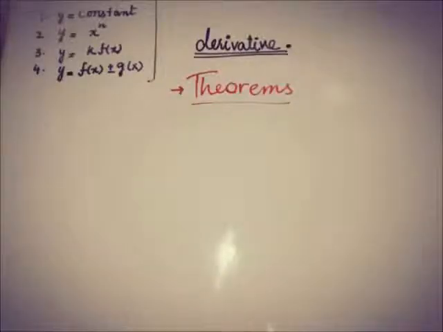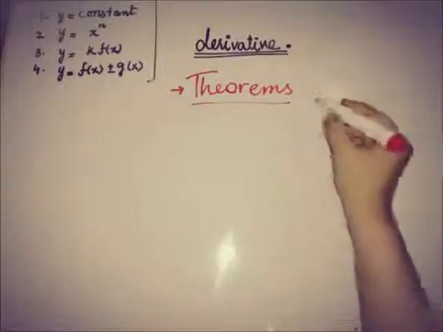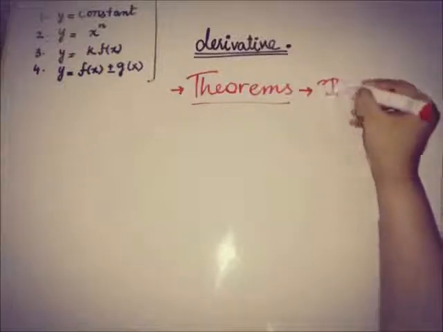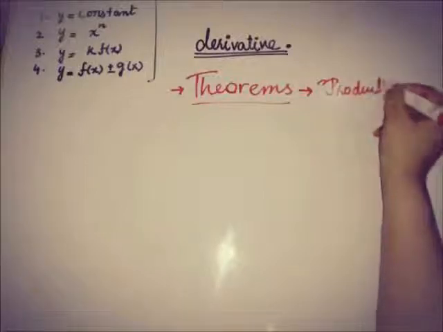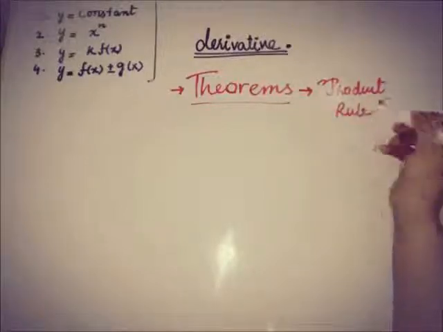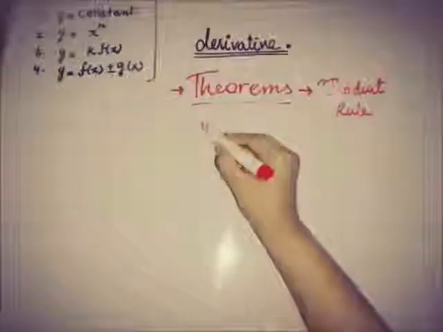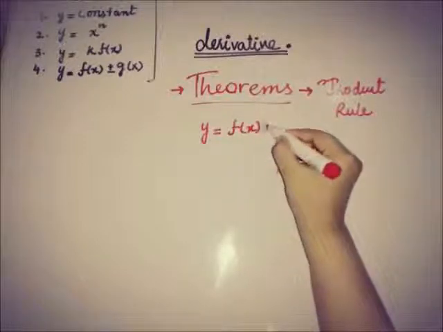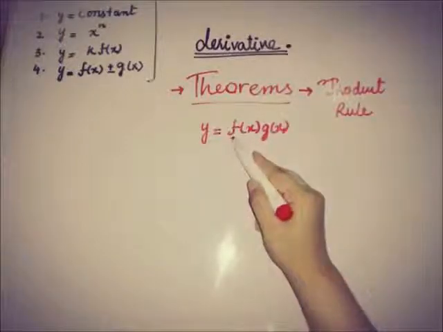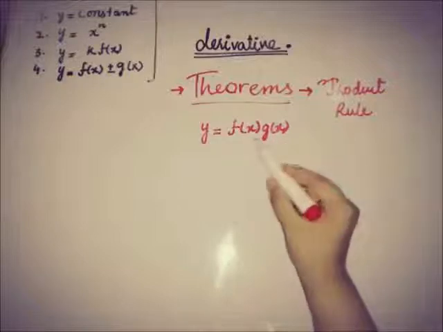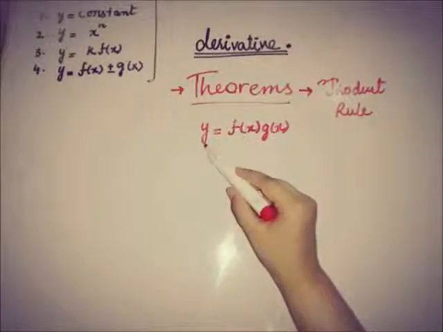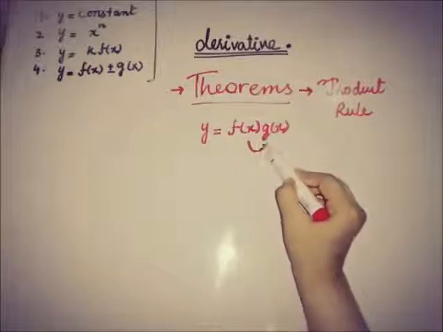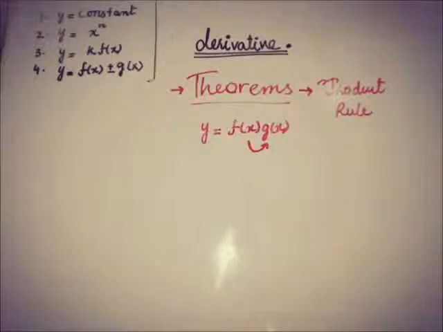In this video we will talk about the fifth theorem, that is about the product rule. If we have a function of this type, where there are two functions, f of x and g of x, and y is a product of the two individual functions, then what should we do in order to find the derivative of such functions?